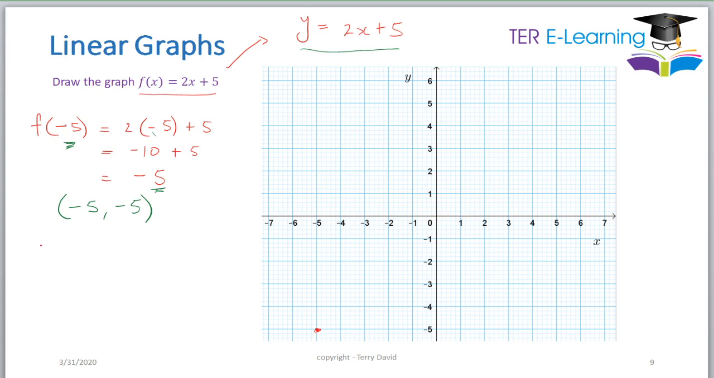The next thing we need to do, we need to choose another point. I'm going to choose 0 as my x value. Now I keep repeating, you can use any value you want. So 2 multiplied by 0 plus 5, which will give me 0 plus 5, which is equal to 5. So therefore, the point that I'm going to plot now is going to be 0, 5. The 0 is the value of x that I substituted, and this here is my y value. So the point 0, 5 is going to be this point here, right?